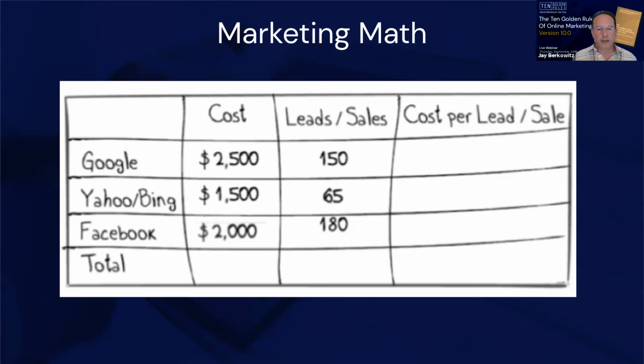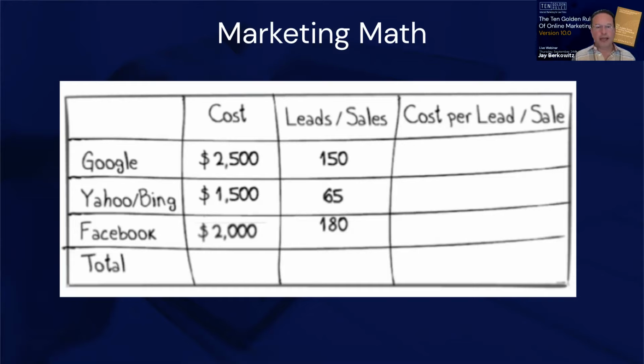So let's say, for example, we started a campaign and we had a new lawyer client. And the client said their advertising budget was $6,000. So in month one, we're going to allocate $2,500 to Google, $1,500 to Yahoo Bing, and $2,000 to Facebook. And in month one, again, we're going to get 150 leads from Google, 65 from Yahoo Bing, and 180 from Facebook. And what I want you guys to do is take a minute and fill in the form.